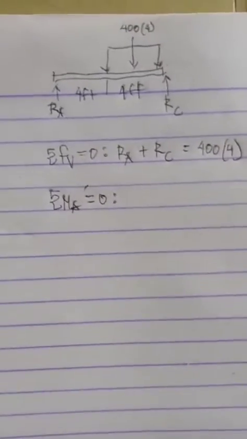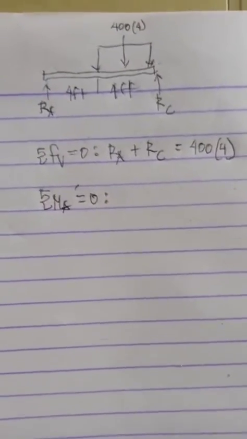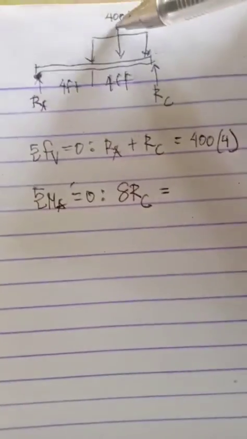And then with that, we again sum the moments. It could be at A or at C, anywhere along the beam, and I choose A. So again, so that it will not move, all the moments that go counterclockwise should be equal to all the moments that go clockwise. If this is the point where we take the moment, RC is 8 feet away, so it should be 8 RC. That's equal to the only force that counters this RC, which is this.